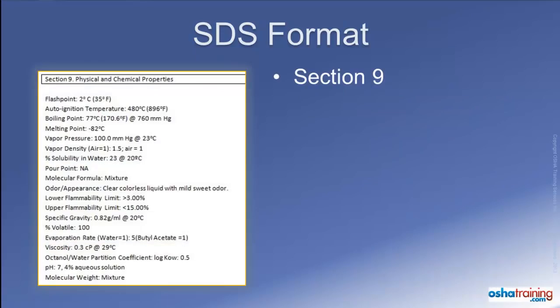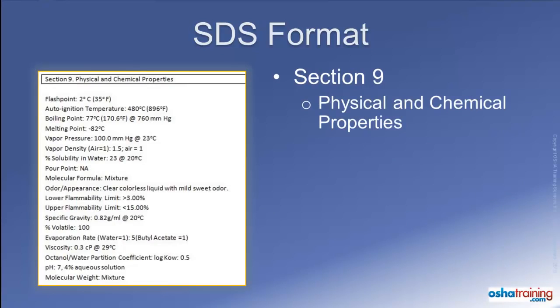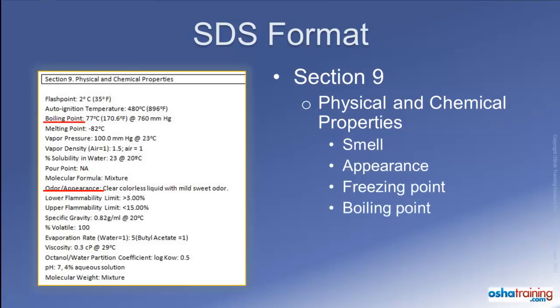Section 9 of the Safety Data Sheet identifies all applicable physical and chemical properties associated with the product. While most workers may not care about this type of information, safety managers and engineers may have a need to know about specific information on the product, including but not limited to: what does it smell like? What does it look like? At what temperature does the product freeze or boil?